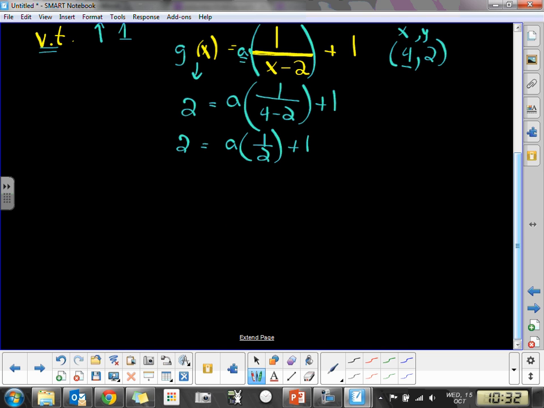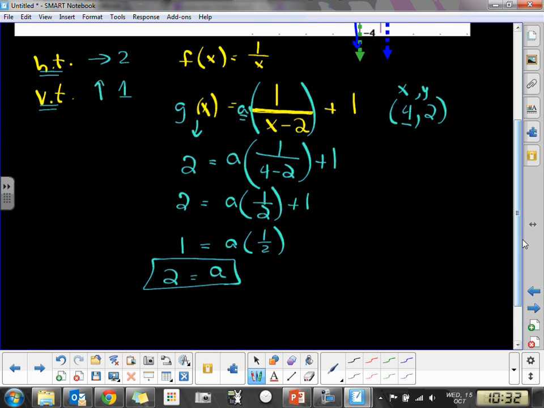Solving this for a, I'm going to subtract 1. So 1 equals a times 1/2. To get rid of multiplying by 1/2, I multiply by 2. So it gives us a stretch factor of 2. So now we also have a vertical stretch of a factor of 2. Remember, whenever it was a value that was greater than 1, it was a stretch. When it was a value between 0 and 1, it was a shrink. So if you happen to get one that had a half instead of a 2, it would shrink it.